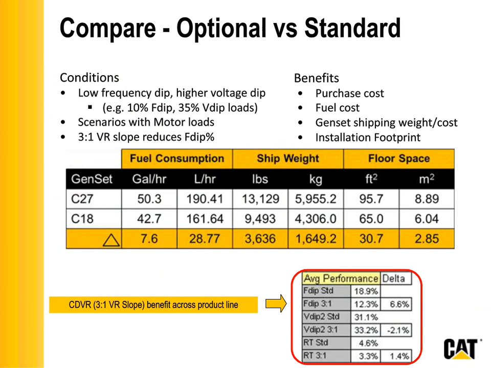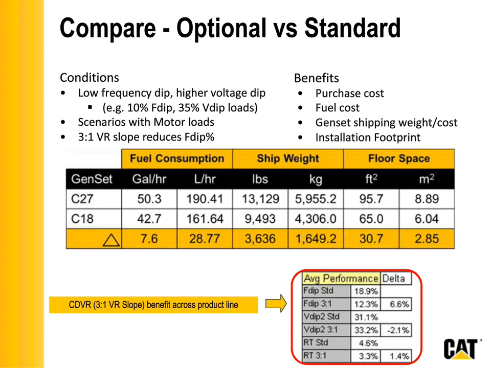I mentioned that I worked all the transient response data for SpecSizer. If I look at our product across the board, we've been able to improve the frequency dip of our product by 6.6% across the board by providing the strategy for you. With the CDVR, the AVR 3-to-1 slope, better frequency dip, okay, and better recovery time, better genset transient performance.